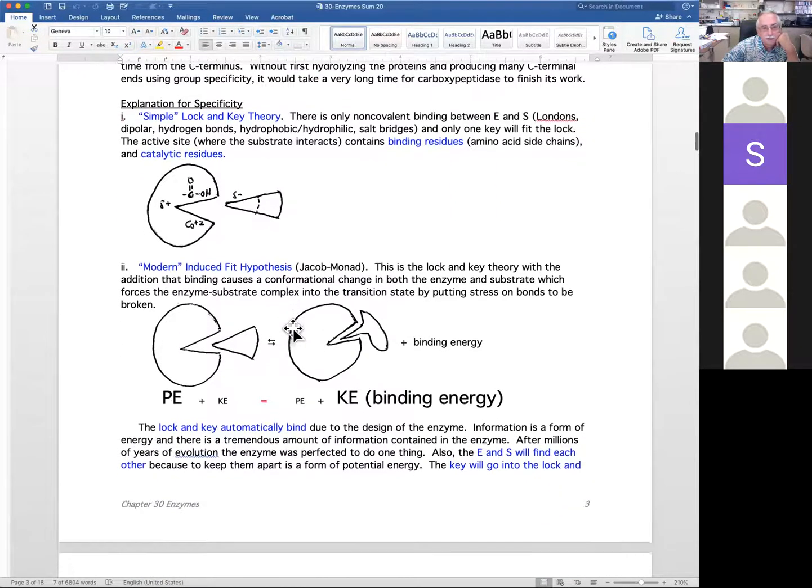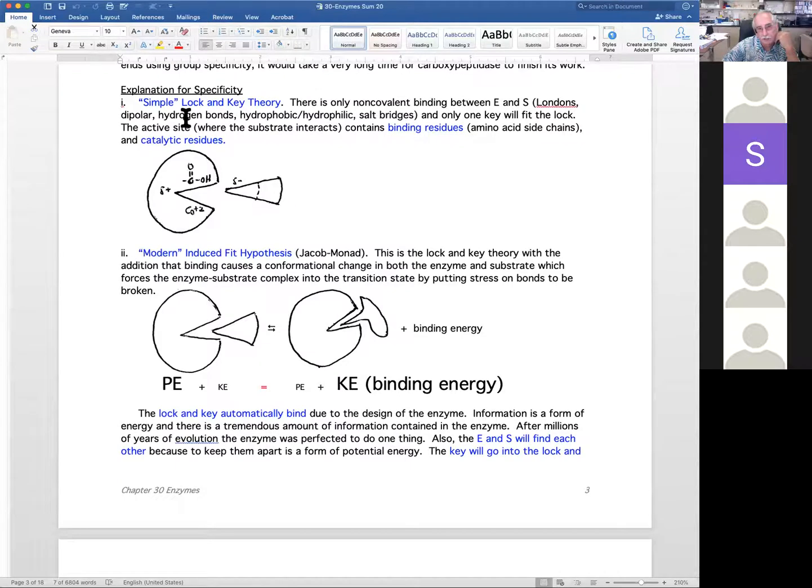So then you should know the difference between the lock and key theory and the induced fit theory. And you should have some idea about what makes an enzyme work.